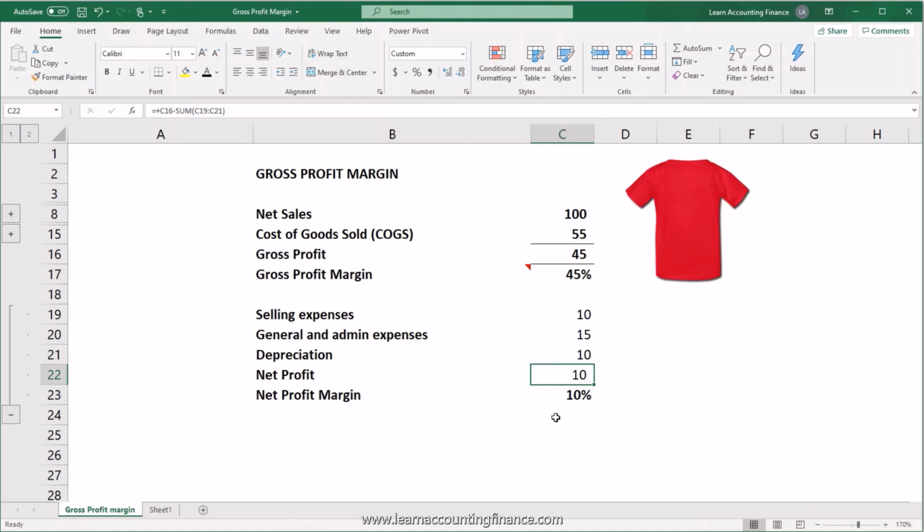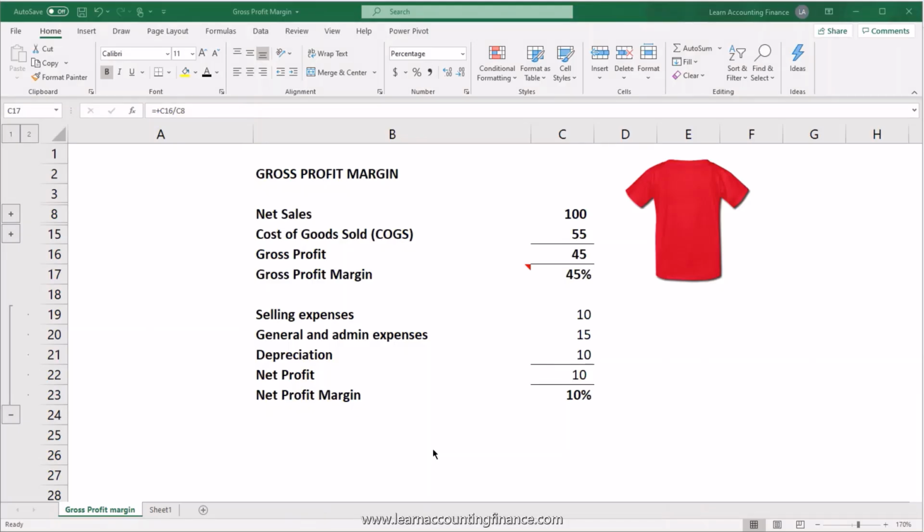And then you may ask, how do we calculate net profit margin? It's very similar. Instead of using the gross profit, you use net profit, but the denominator is the same, which is your net sales. So the formula for net profit margin is net profit divided by net sales, which in this case is 10%. So you start with a gross profit of 45%, and then you end up at a net profit margin of 10%.